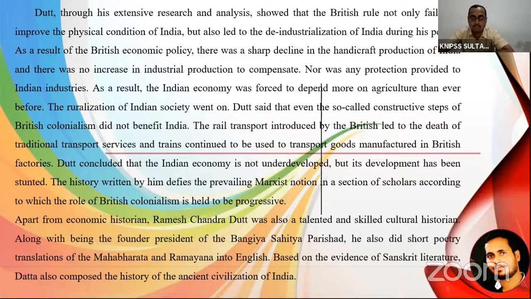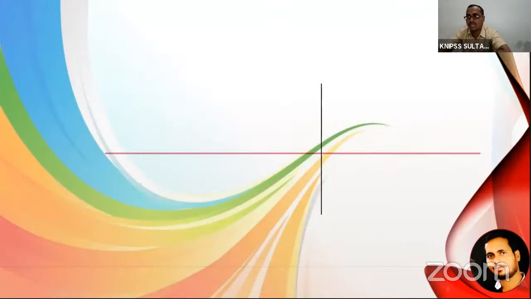Apart from being an economic historian, Ramesh Datta was also a talented and skilled cultural historian, along with being the founder president of the Bangiya Sahitya Parishad. He also did short poetry translations of the Mahabharata and the Ramayana into English. This was a great academic initiative of R.C. Datta. Based on the evidence of Sanskrit literature, Datta also composed the history of the ancient civilizations of India, and this showed his interest in Indian ethics.